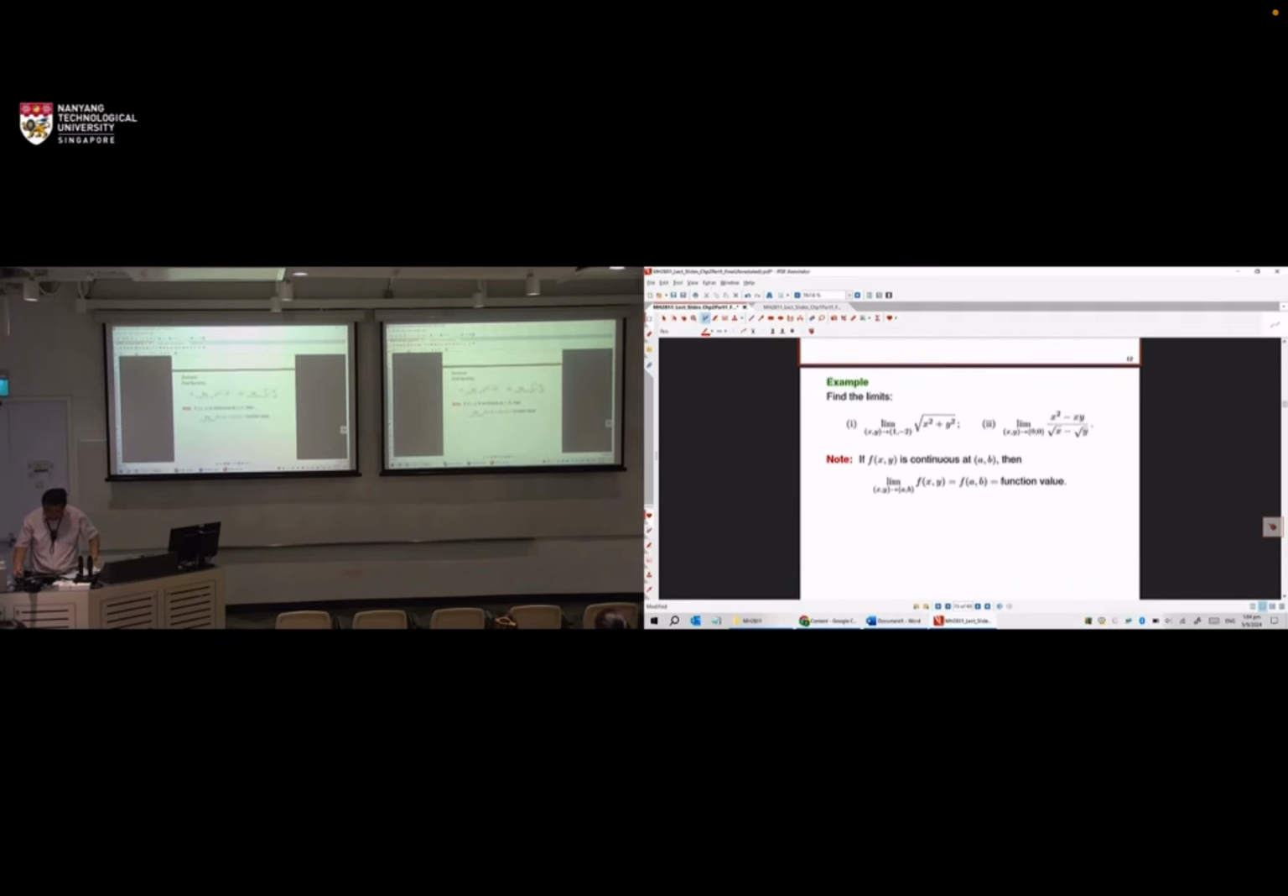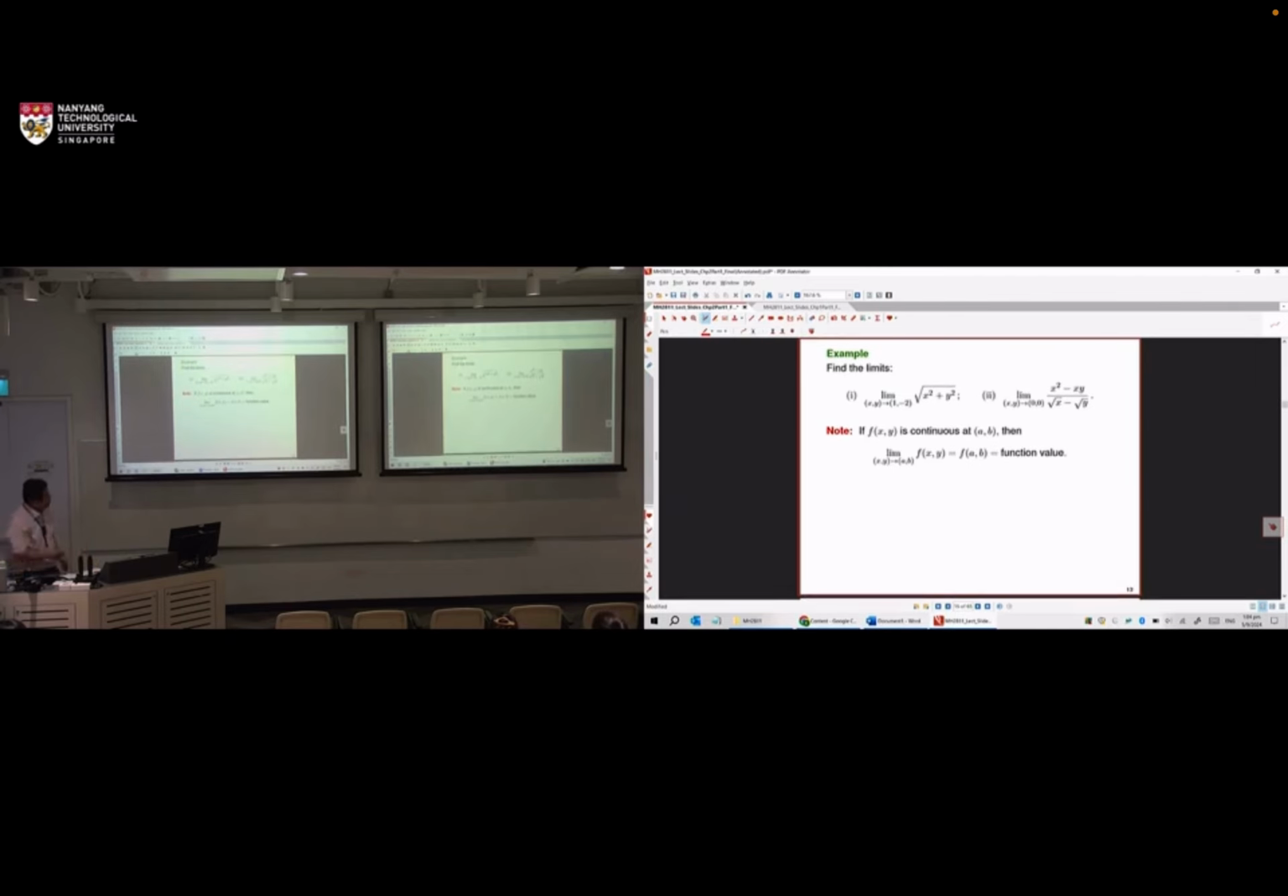Now let's move on to this warm-up question. Find the limits. Now, this is the quick and dirty rule. If your f(x,y) is continuous at (a,b), you can just sub in the limits, x equal to a, y equal to b, and it can give you an answer. That answer is the functional value.